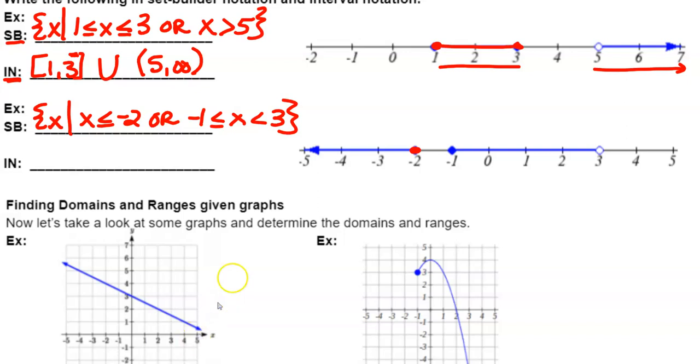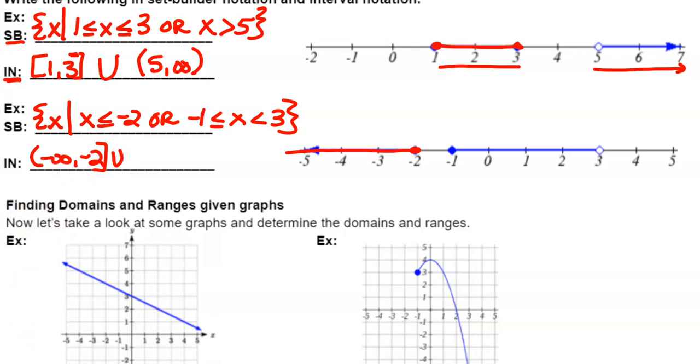Interval notation, what does that look like? Again, read it like a book. Where are we coming from? We're coming from -infinity with that arrow, and I'm stopping at -2. So -infinity to -2. Now, do I include -2? Yes. Therefore, I need a bracket.